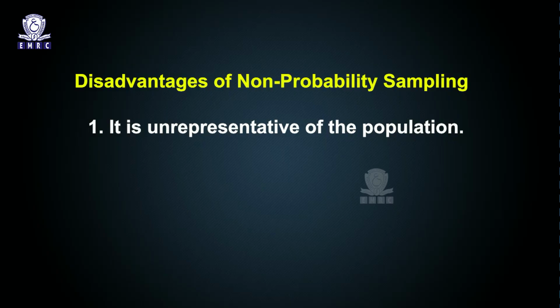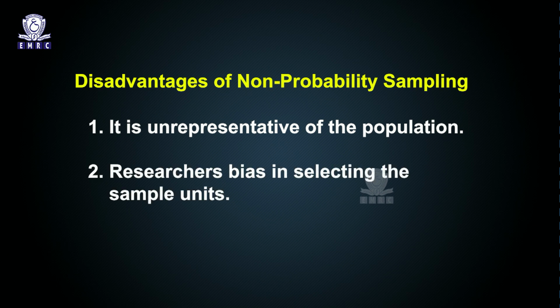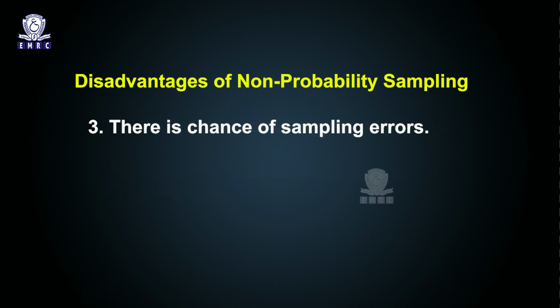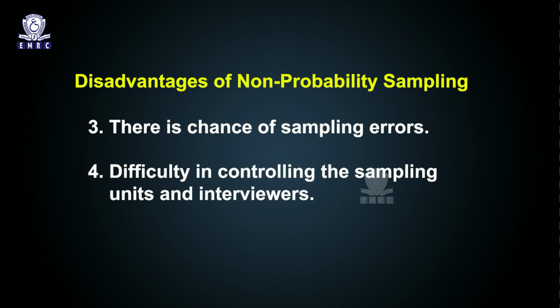Now let us discuss about the disadvantages of non-probability sampling. The first one is it is unrepresentative of the population. Second, the researcher bias in selecting the sample units also can be found. The third one is there is a chance of sampling errors. The fourth one is difficulty in controlling the sampling units and interviewers.